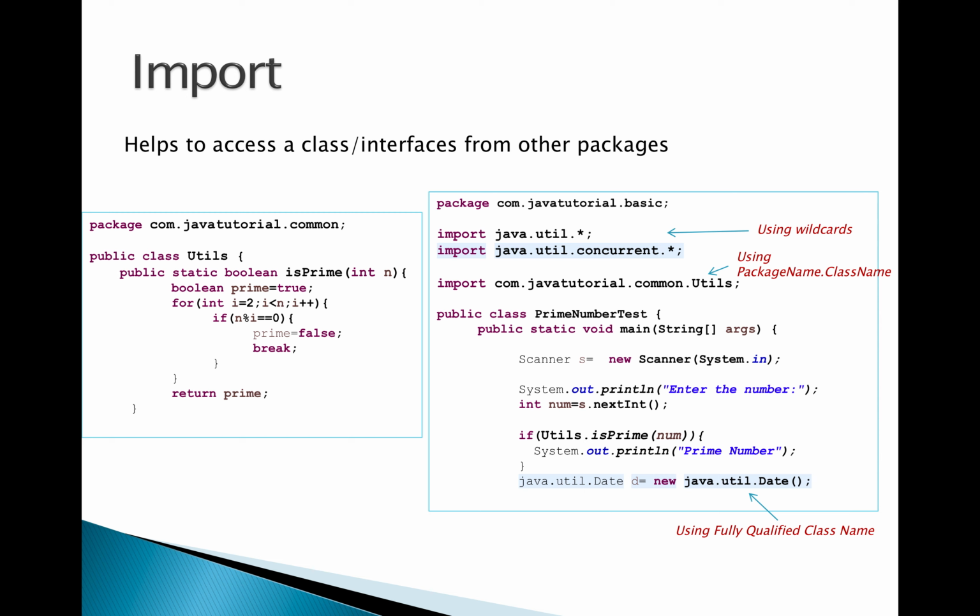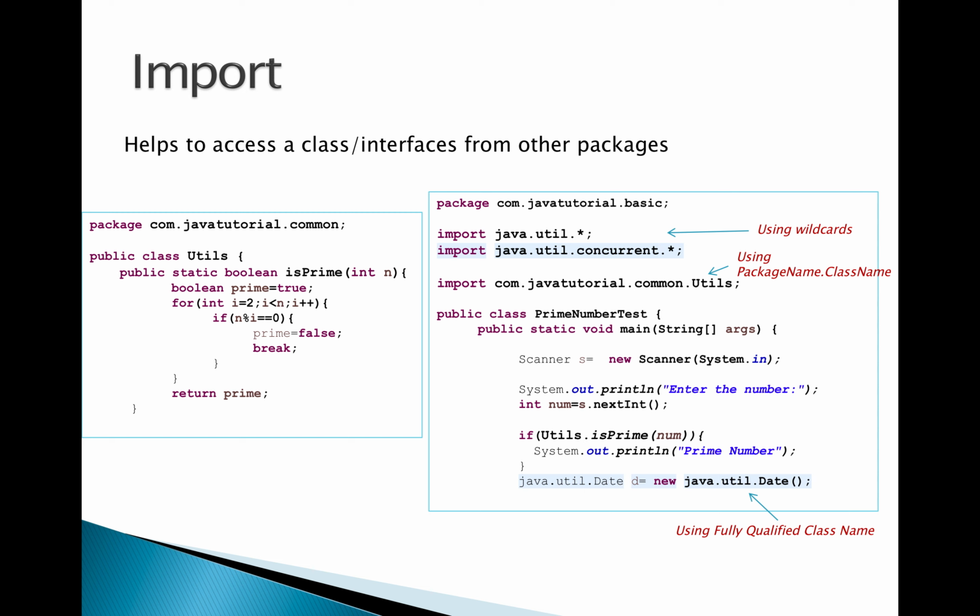In our case, let's say if you want to use the utils class, and you are not writing the import statement, what you can do is you can still use com.java.tutorial.common.utils.isPrime method. So we can have a fully qualified name at any point of time to identify a class. So mainly we will not be doing this. We will always do an import.